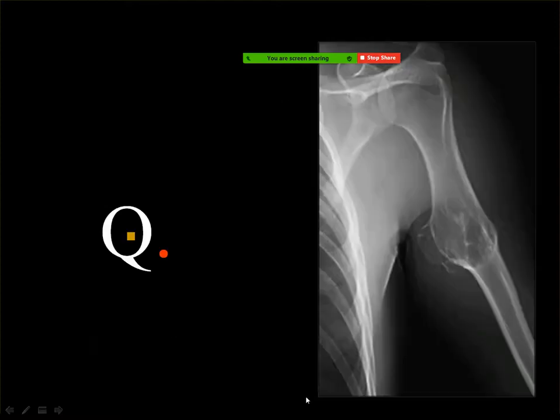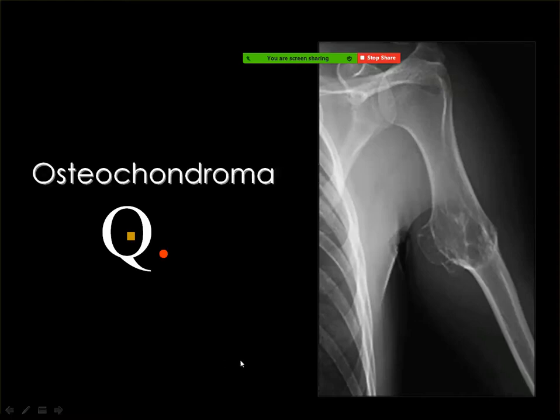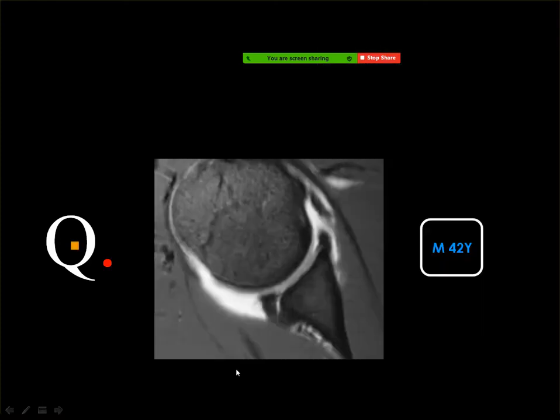And this is the spot diagnosis of osteochondroma. Yes, an osteochondroma or a cartilage capped exostosis, which is of two types, the sessile type and the pedunculated type, and this is the sessile type, of course.